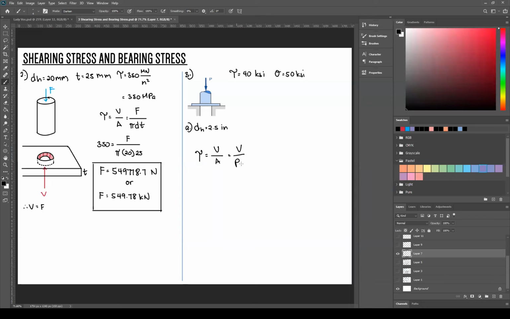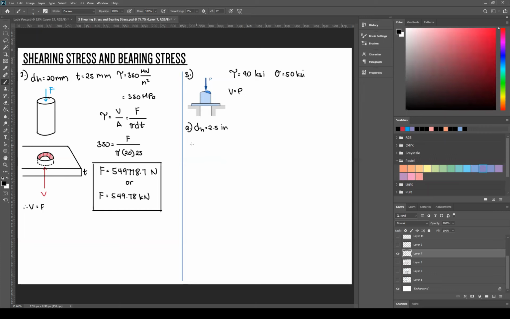Okay. I have stress. Okay, good. V, I do not have V. Even if I draw a free body diagram here, I'll just conclude V equals P. So that's also an unknown. So I've got two unknowns here, so I can't use shear stress yet. That means I should use the other one, which is compressive stress. So this is the compressive stress in the punch.